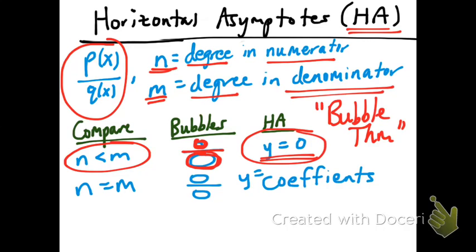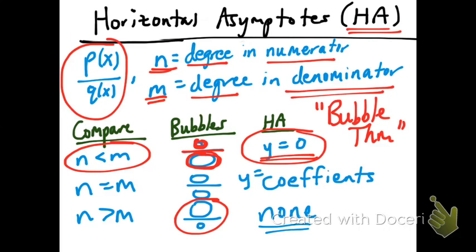This will be much easier when we see the next example of how that works. Okay, but finally, if the n is greater than the m, then we have a bigger bubble on top, and this is where hopefully it'll help you. The bigger bubble on the top means that this bigger bubble is going to carry the fraction up and away to infinity, and therefore we have no, or none, horizontal asymptotes. None, because this bubble here is going to carry it, like I said, up and away. It's not going to land at any one real number that's less than infinity.